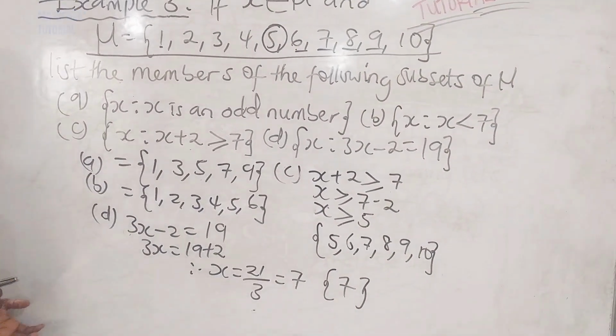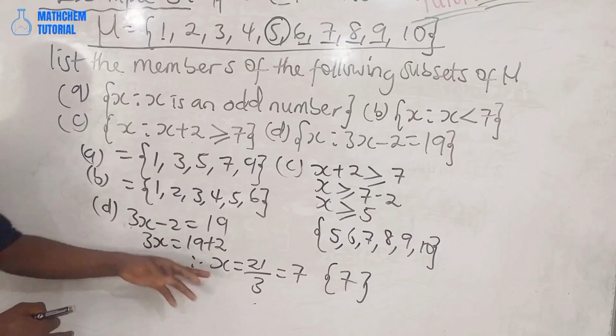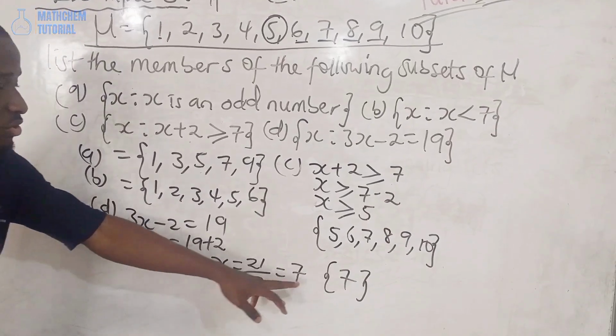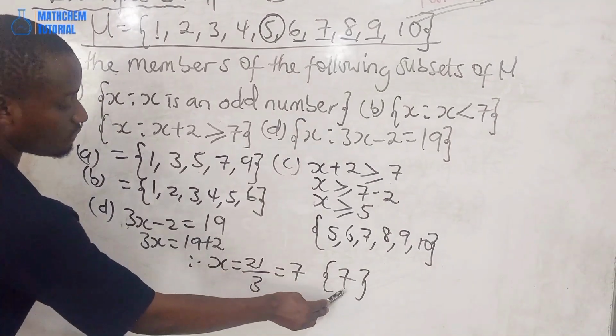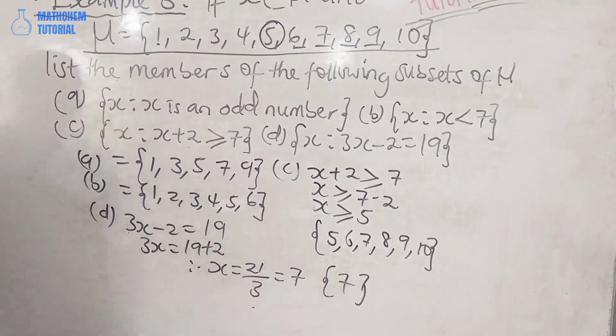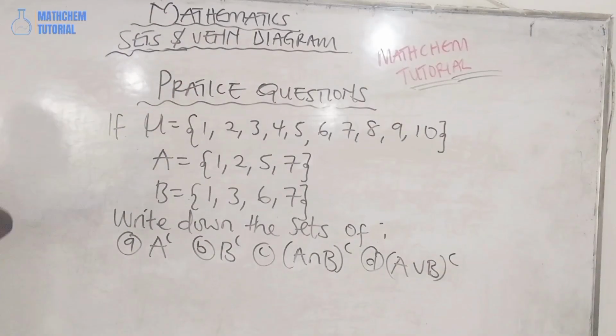This does not have greater than, neither does it have less than. So I'll just write my answer as X equals 7. And the member is going to be just ordinary 7. So that is that. This is a practice question for you to do.